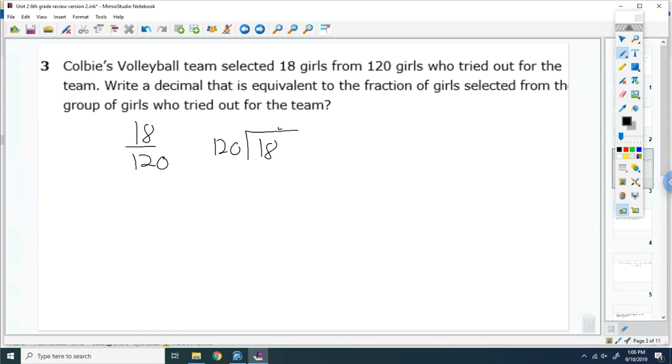120 can't go into 18, so it'd be decimal 0. 120 goes into 180 once. 60 left over. Add another 0. How many times does 120 go into 600? 5. So it'd be 0.15.